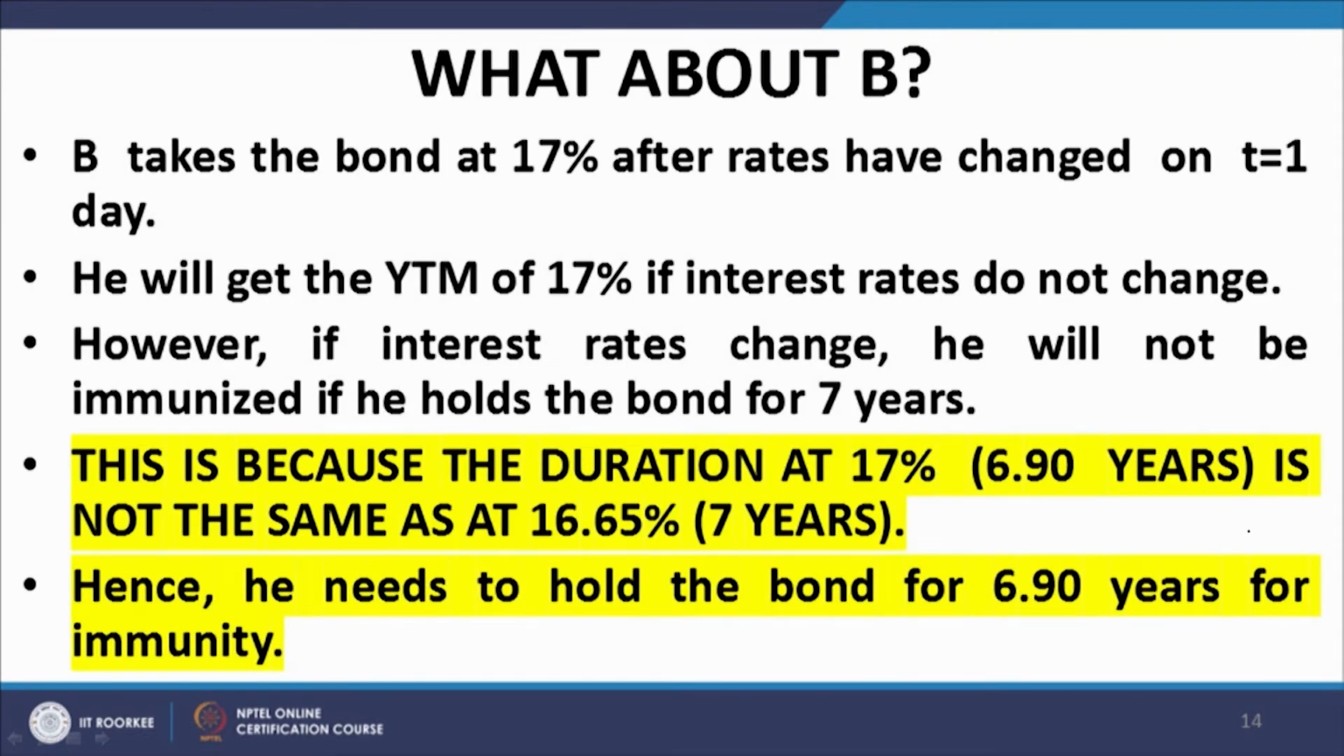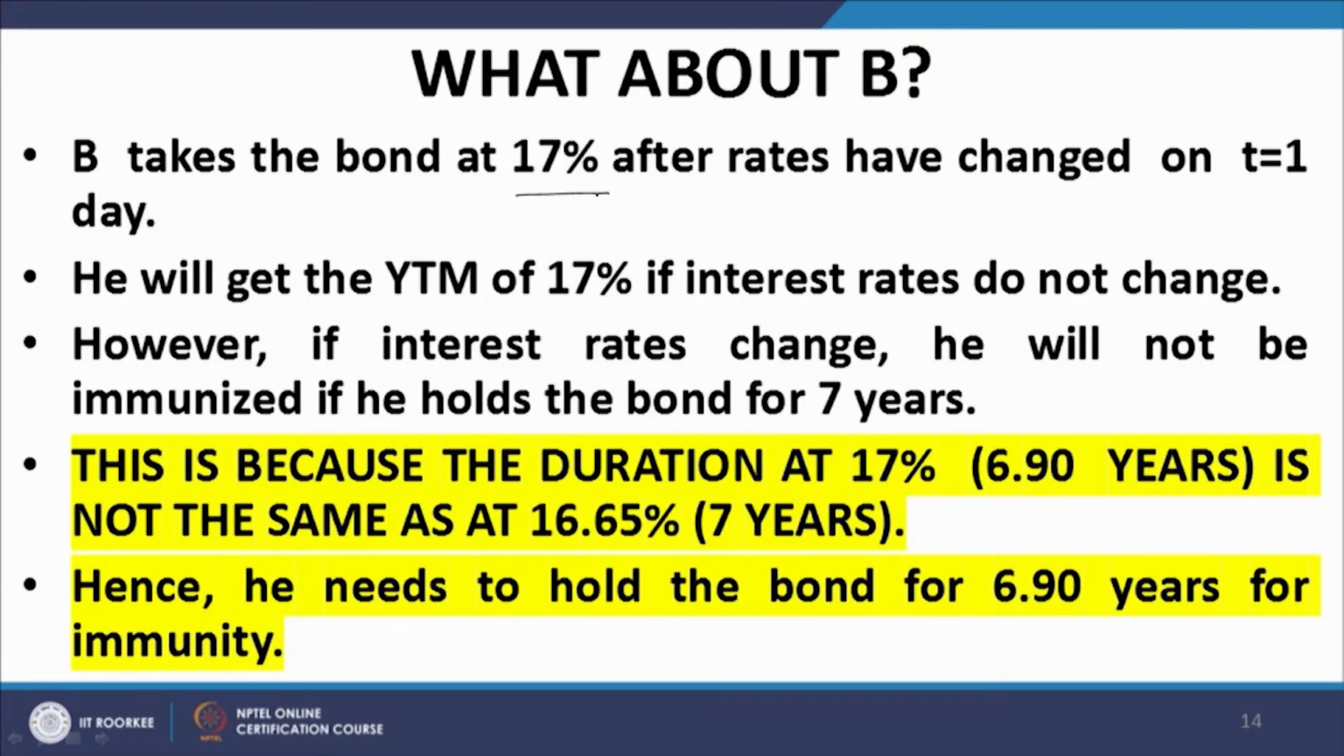The return turns out to be minus 2.02%, but A did not hold the bond for its duration. What about B? B takes the bond at 17% after the interest rates have changed at t equal to 1 day. He will get a YTM of 17% if the usual conditions are satisfied. What are those conditions? All the coupon payments are invested by B at the rate of 17%, and either B holds the bond up to its maturity, or if the bond is liquidated earlier, the price at which it is sold in the market is at the rate of 17% YTM. If both these conditions are satisfied, B will get a return of 17%.